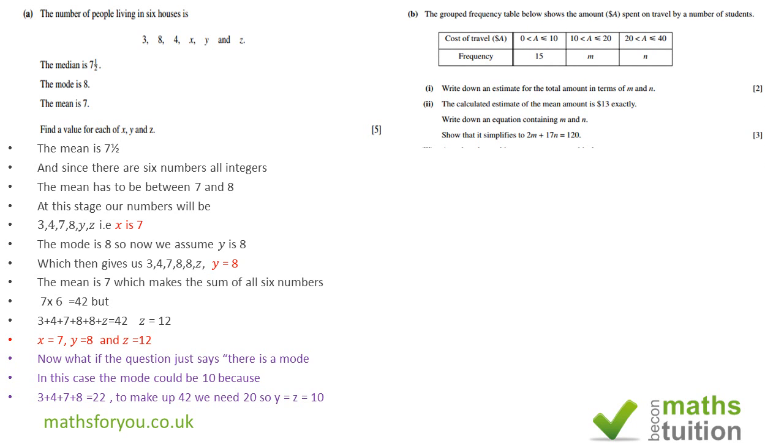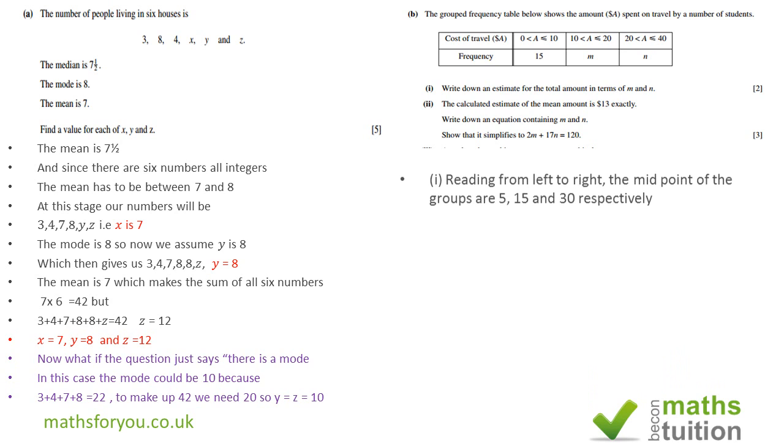in this section, we are given a table, and the table consists of 3 different class intervals. From 0 to 10, we have a class interval of 10, and 10 to 20, a class interval of 10, and 20 to 40, a class interval of 20. So at some stage, we will expect frequency density of some sort. Anyway, we're asked to write down an estimate for the total amount in terms of M and N.